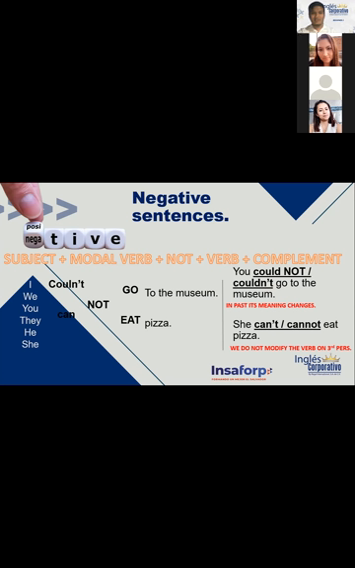A ver cuál de las dos vamos a usar, digamos, en un dado caso. ¿Cuál de las dos opciones? Like, I don't understand your question. Can you please try to say it in other words? ¿Cuándo vamos a usar el could y cuándo qué?